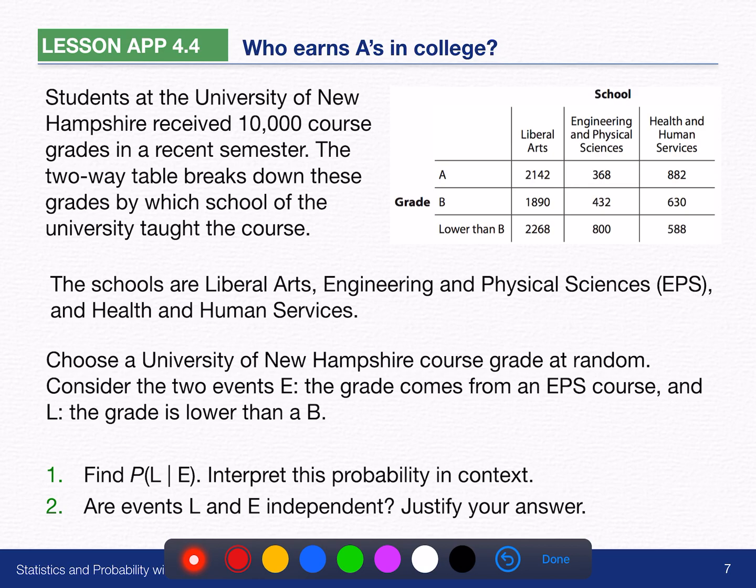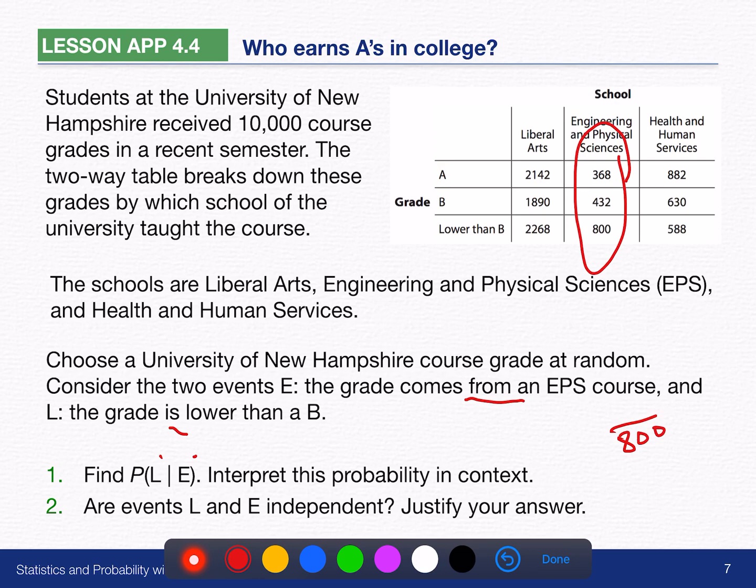Consider the 2 events. E is the grade comes from an EPS course, and L is the grade is lower than a B. So we want to find the probability of L given E. It comes from EPS, so that would be this column right here. That's the given, that would be your denominator. And then the probability that the grade is lower than B.